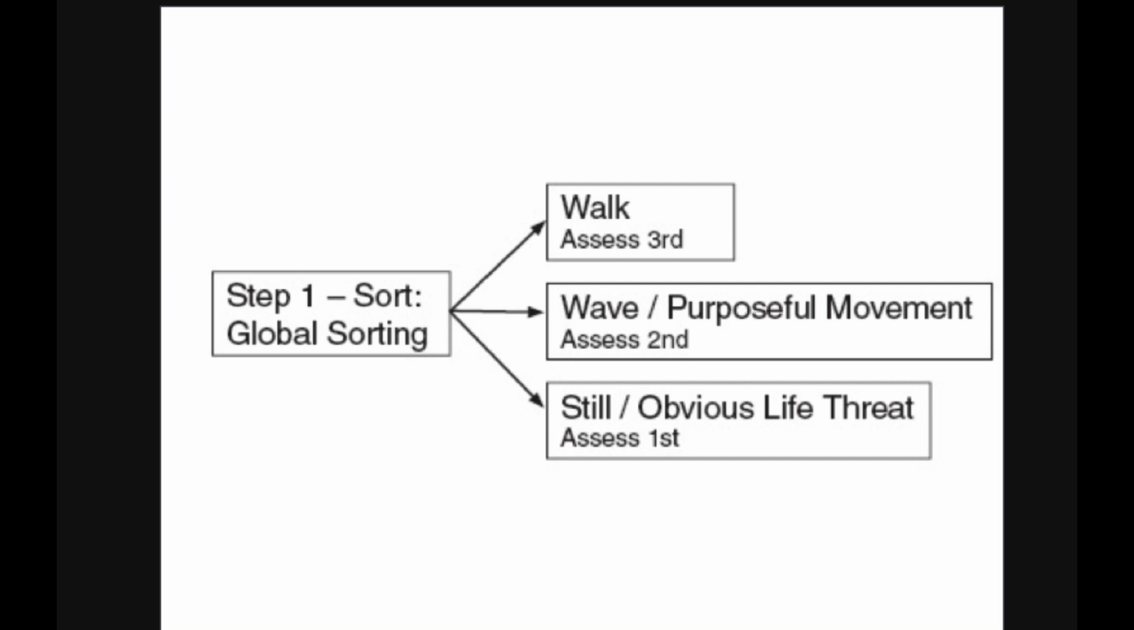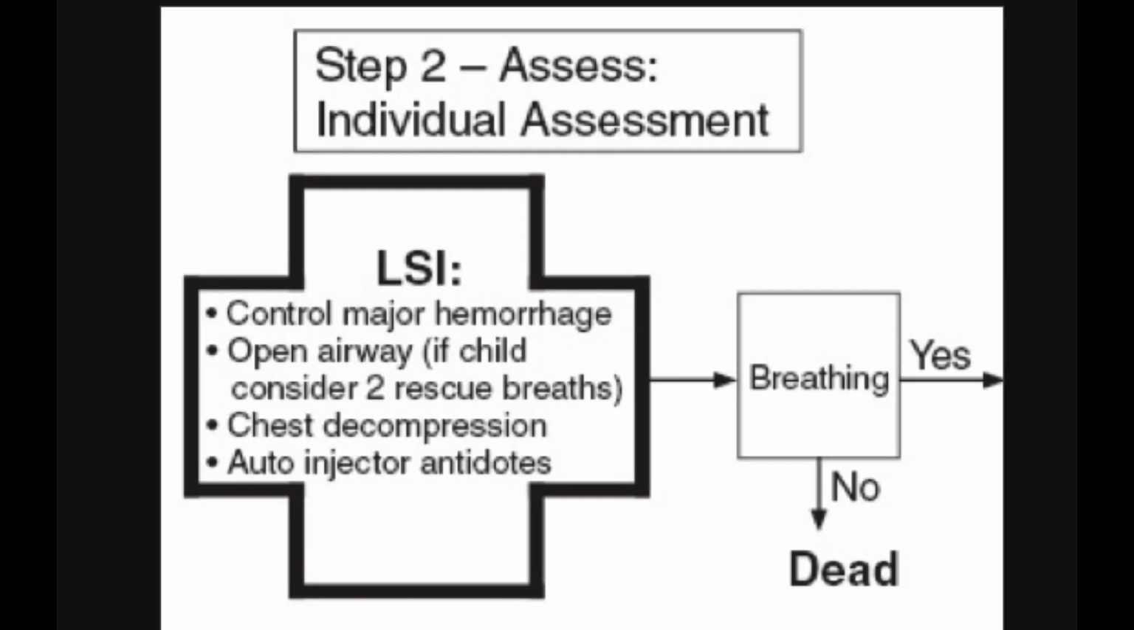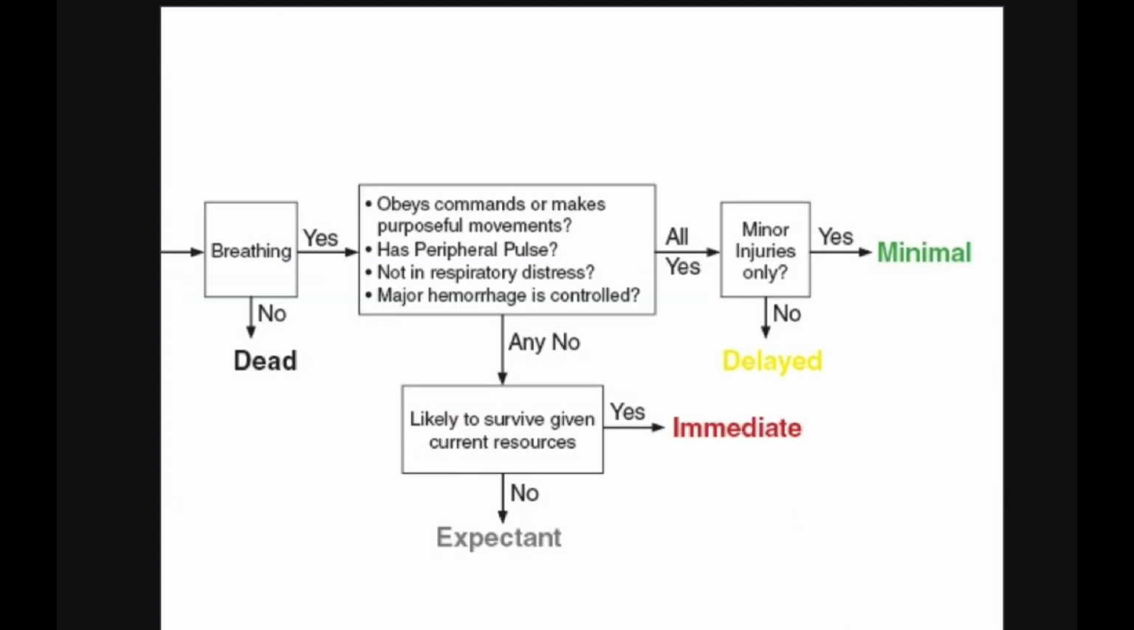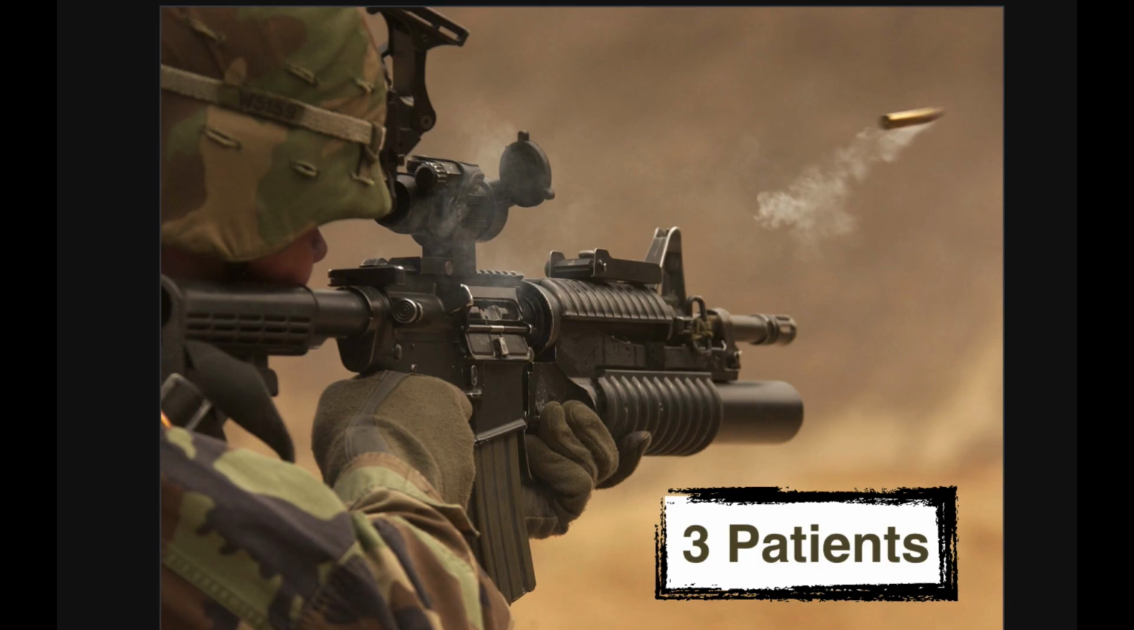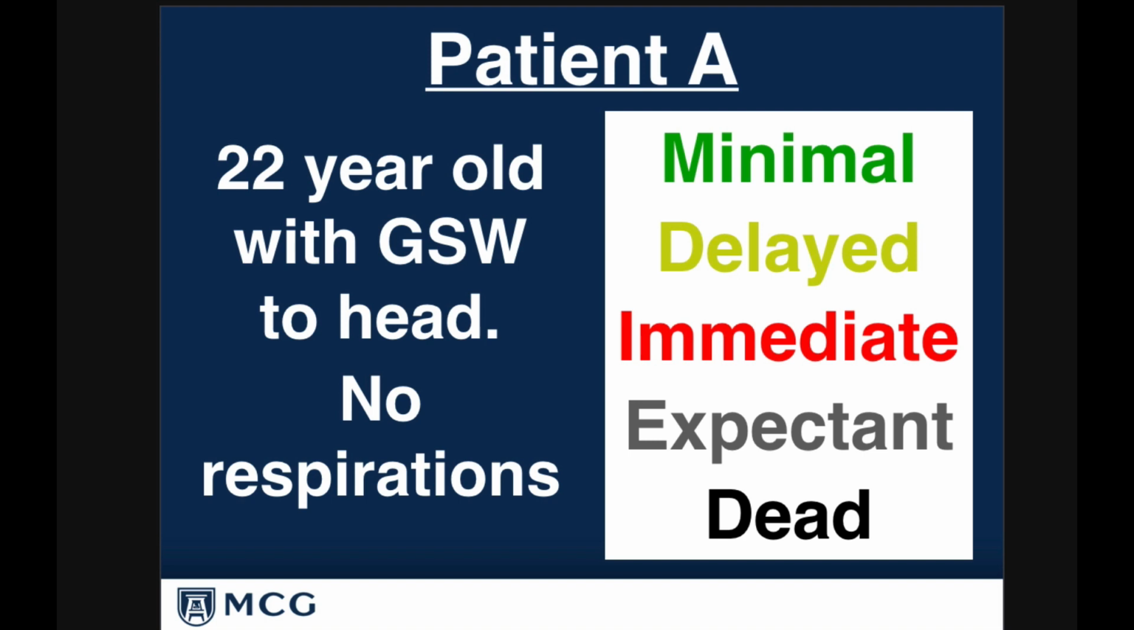So first we do the sorting: the walk, wave, and still. Then we're going to look for breathing or other major signs of injury. Then we're going to zoom out. Okay, so let's do it. We've got 3 patients. First one, you've got a 22-year-old with a gunshot wound to the head, with no respirations. What category are they? Dead.